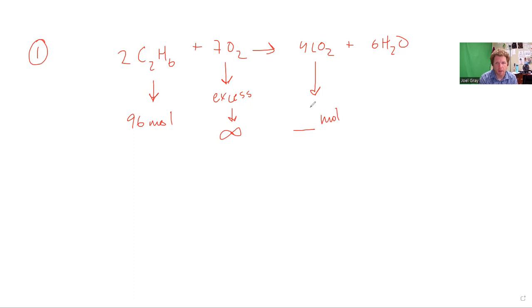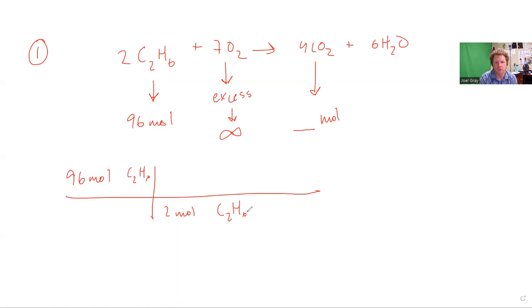And you can use the balanced chemical reaction and set up a dimensional analysis problem and say 96 moles of C2H6, 2 moles of C2H6 gives me 4 moles of CO2. We don't have to worry about O2 because that is basically taken for granted. We don't have to worry about that because we know that it's an excess. So to answer this, you can say 96 times 4 divided by 2, and we get 192.